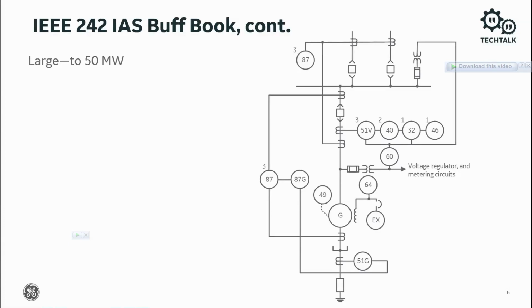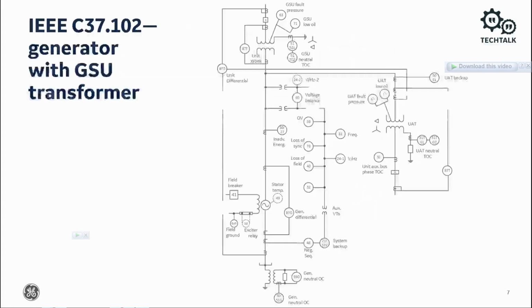46 negative sequence overcurrent relay for protection against unbalanced conditions from the system. 49 RTD temperature element to monitor stator winding temperature. 64F generator field ground. And shown here is a 60 voltage balance relay. Again, in modern relays, this function is from VT fuse failure.